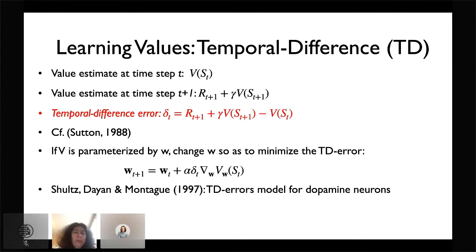This could be a linear approximator, or maybe a neural network or some other gadget, which is parameterized by a parameter vector W. And so what we're going to do is take this parameter vector W at time step T and correct it in the direction that minimizes the temporal difference error delta T. And we're also going to use the gradient in order to propagate this temporal difference error over all of the parameters in the function approximator.